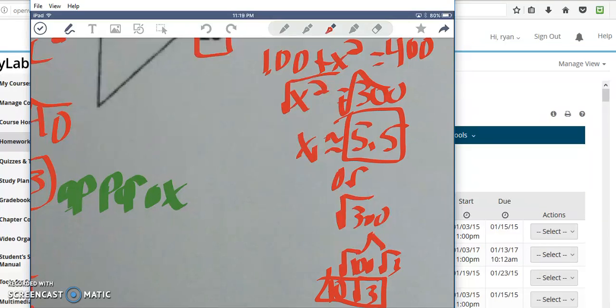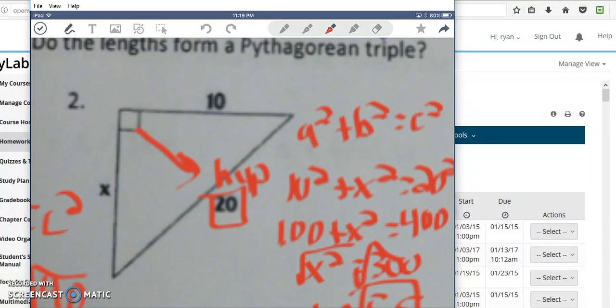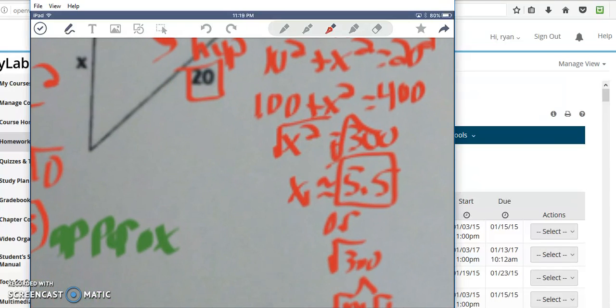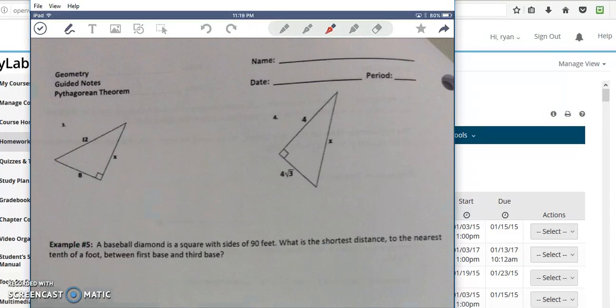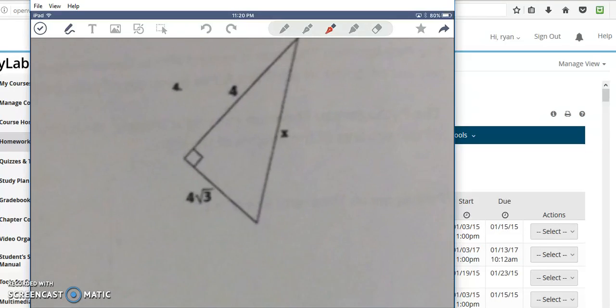So these could be your two answers. So again, it asks you, is it a Pythagorean triple? No, it is not, because you don't get whole numbers as your answer. Let's skip over number 3. Be sure to put an X on it, so for notebook check reasons, you won't get counted off if you don't do it. But let's take a look at number 4.